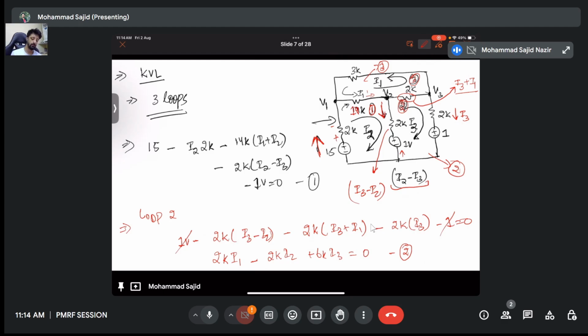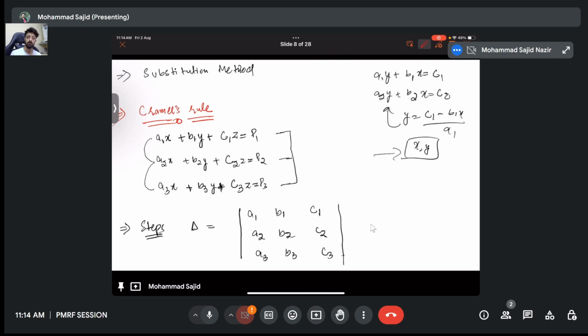Okay. So now I will discuss one method which we can use to solve this set of linear equations. You can use the substitution method, but let's discuss another method that is Cramer's rule.